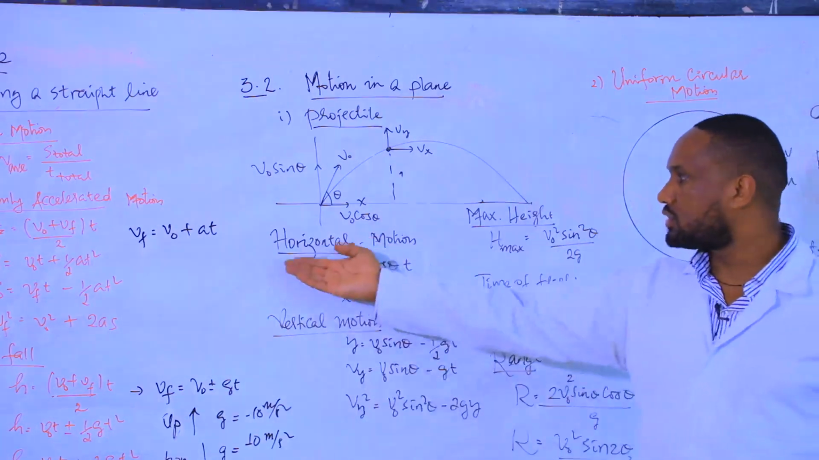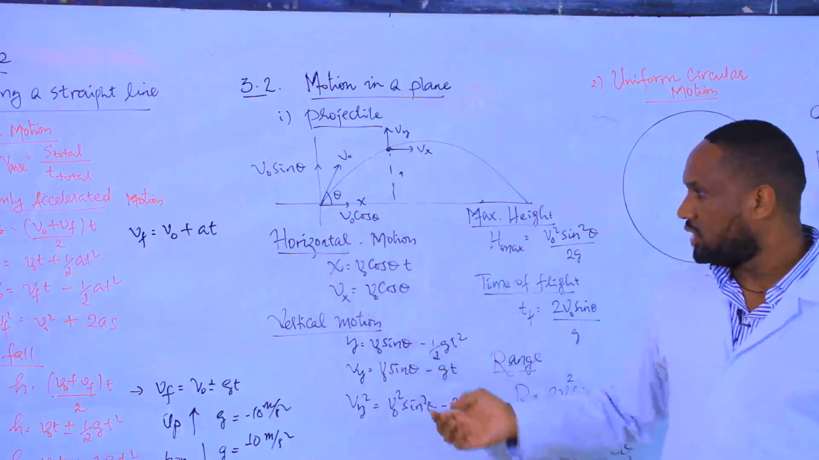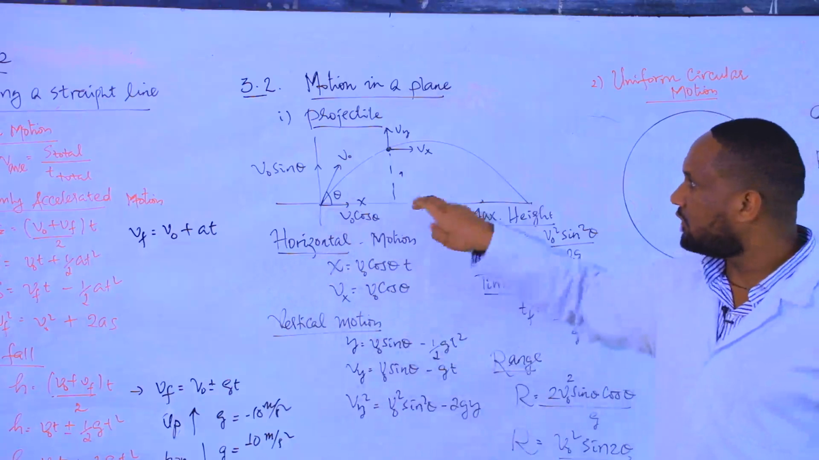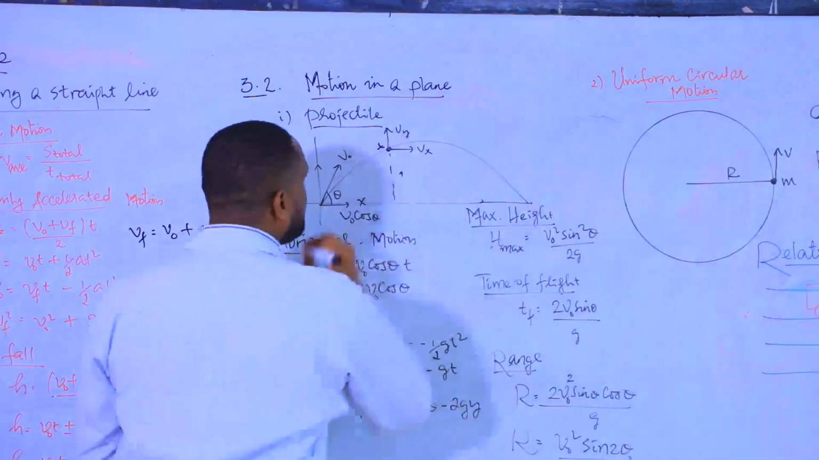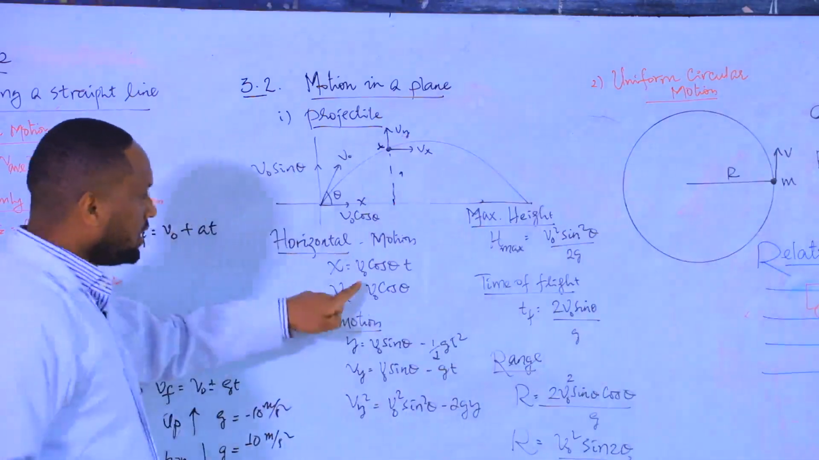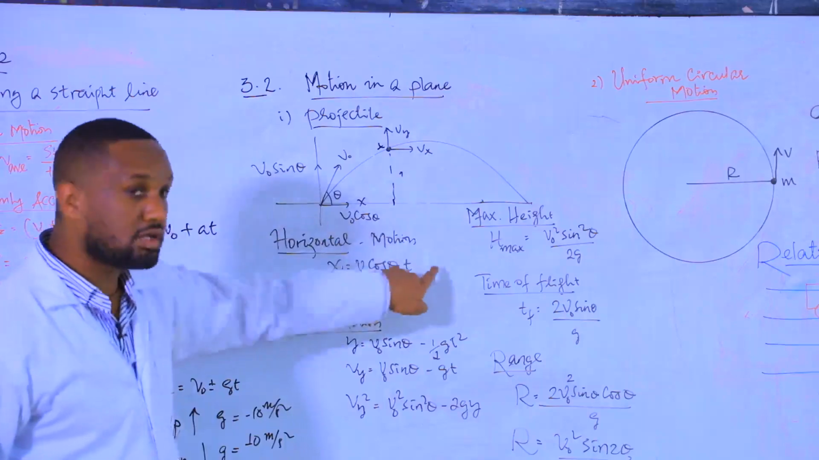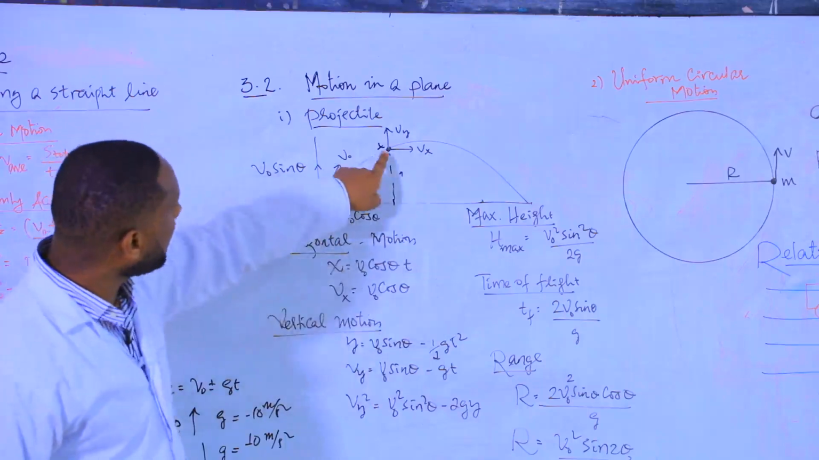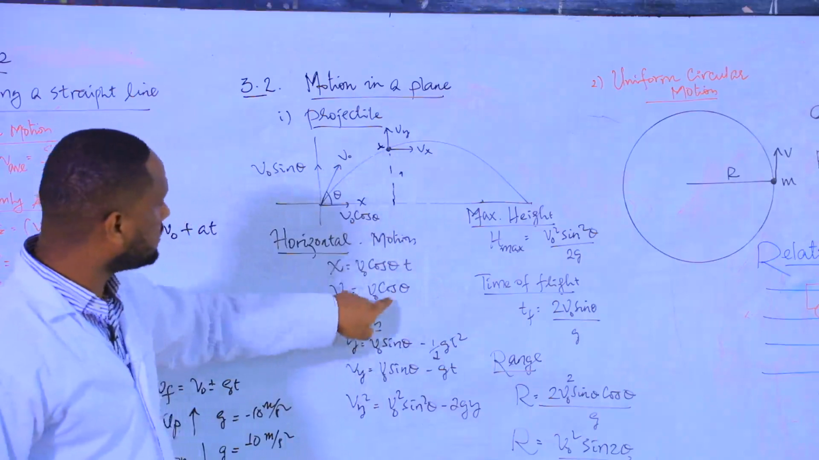So we can consider the horizontal motion by these two equations. The horizontal displacement after some time t, when the object reaches this position, x is given by initial velocity along the x, v naught cos theta, times t. And the final velocity vx is equal to v naught cos theta.